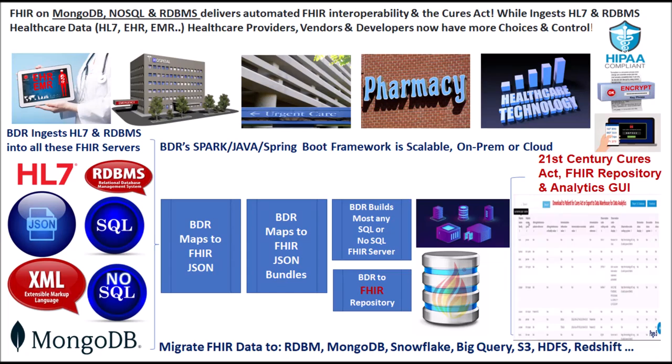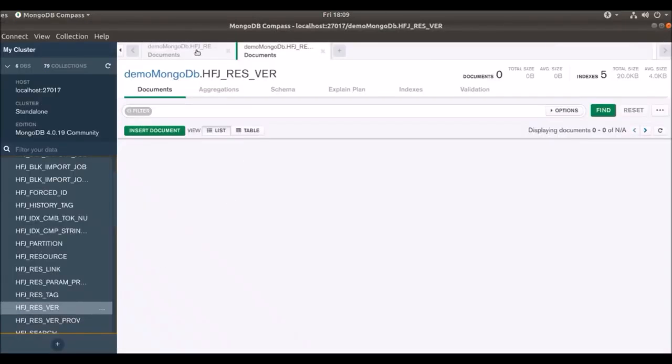FHIR on MongoDB, NoSQL and RDBMS delivers automated FHIR interoperability and the Cures Act. While it ingests HL7 and RDBMS healthcare data, HL7, EHR, EMR, healthcare providers, vendors and developers now have more choices and control. First we have an empty MongoDB FHIR server that we will populate from HL7 segments.